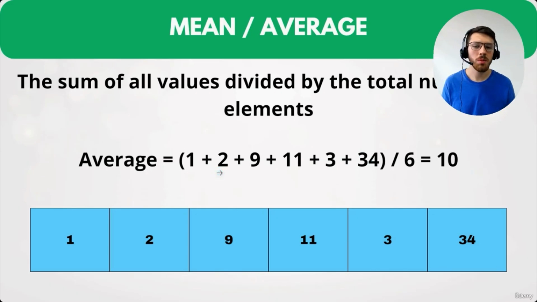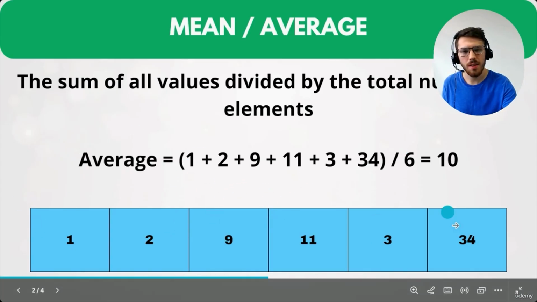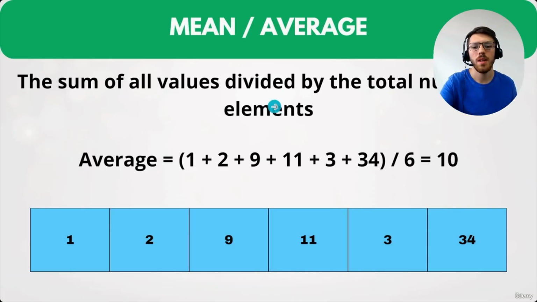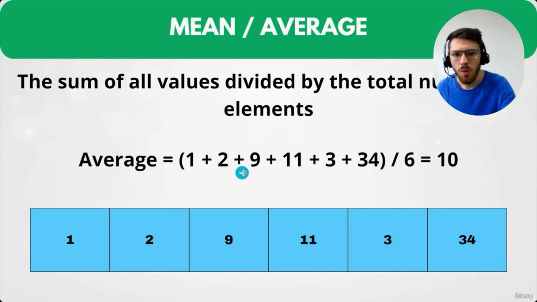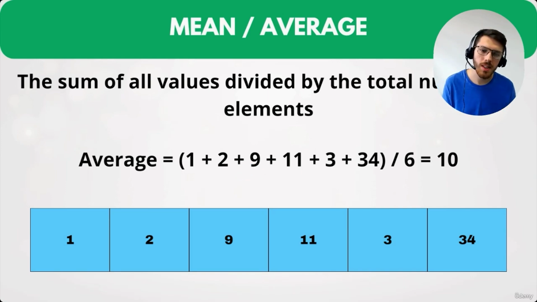This is going to give me a number. What do you do with this number? After the sum of all values, you must divide by the total number of elements. So now I have to count how many elements I have here. 1, 2, 3, 4, 5, 6. I have 6 elements here. So I'm going to make all the sum and divide by 6. All right? This 1 plus 2 plus 9 plus 11 plus 3 plus 34 gives me 60. 60 divided by 6 is 10.